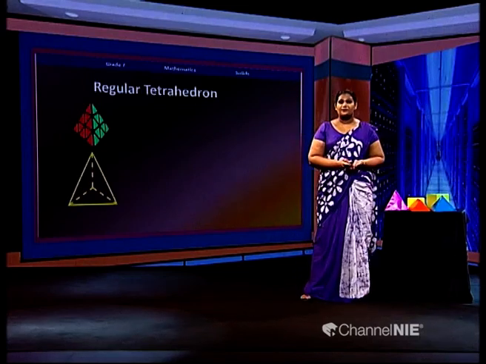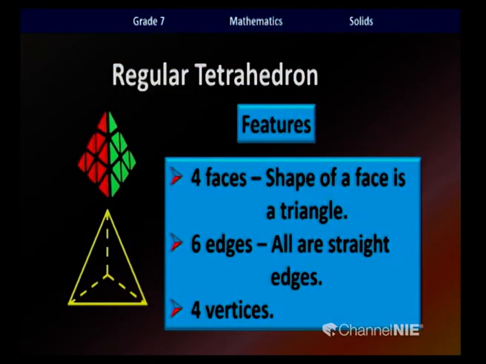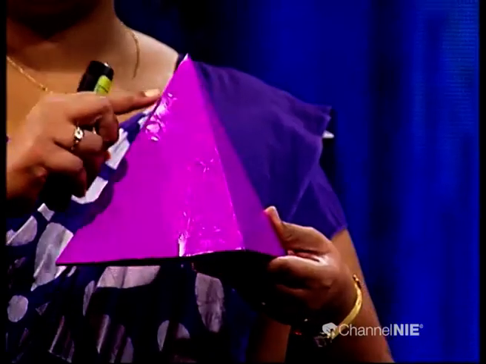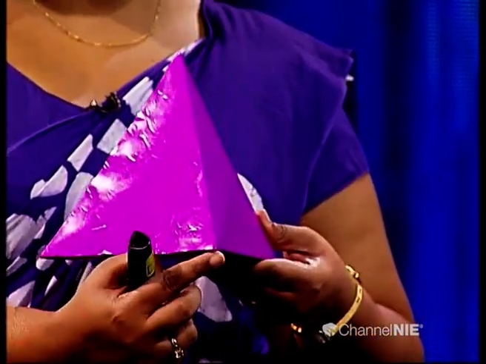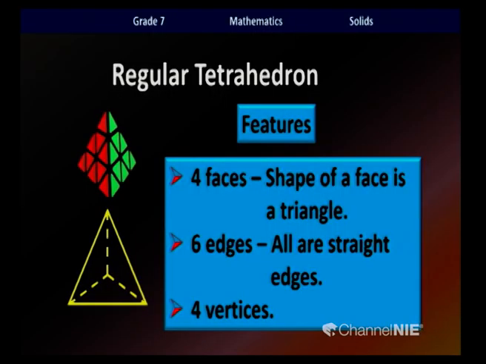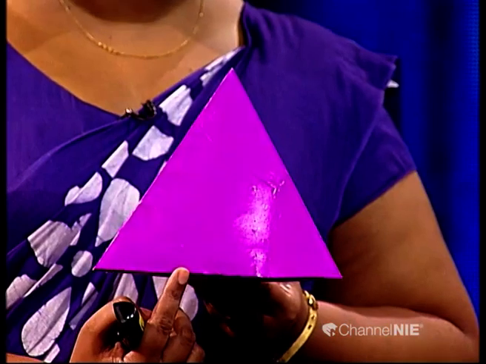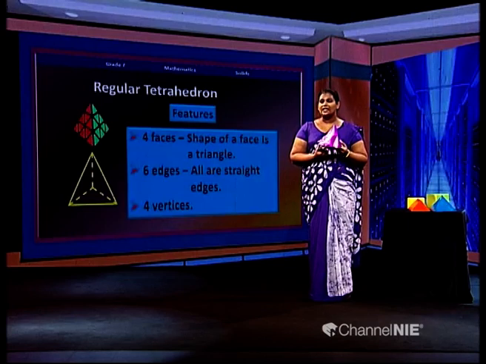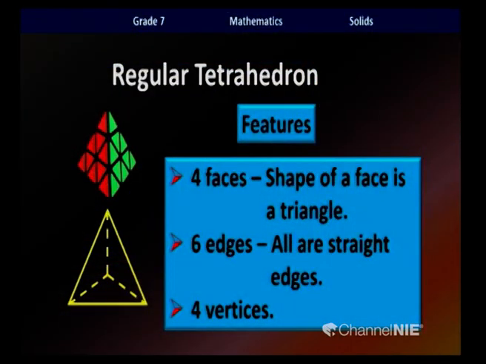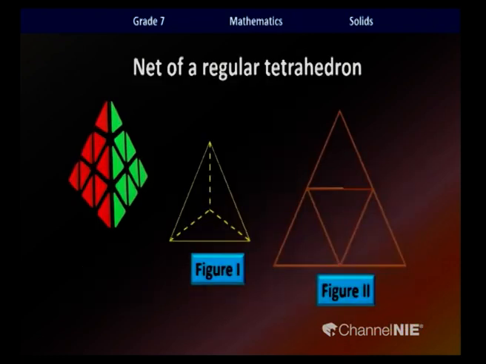Next we will move on to the regular tetrahedron. Once again we have discussed the features. It has 4 faces, 6 edges and 4 vertices. What can you say about the shape of a face of a regular tetrahedron? It is a triangle, isn't that so? So, we have 4 equal triangles in a regular tetrahedron. We will quickly move on to the net of the regular tetrahedron. In figure 1, I have shown the net that you have used to make the regular tetrahedron.